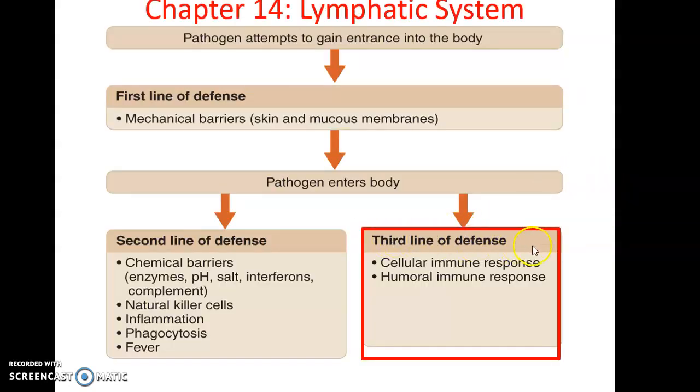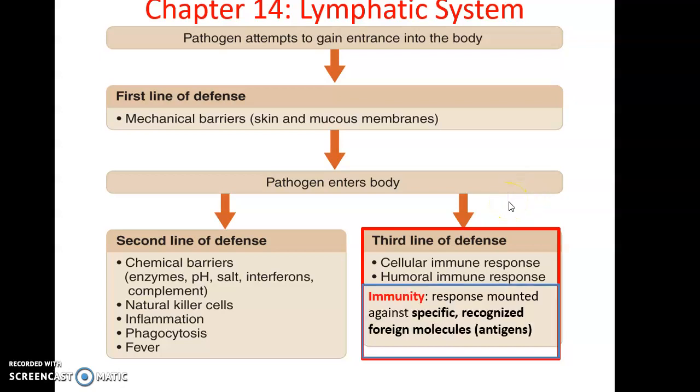So moving on to the third line of defense. This is our specific immune response. This can be cellular immune response or humoral immune response, meaning that you're getting a response mounted against a specific recognized foreign molecule, or antigens. So something on the surface of the pathogen is what we are responding to. Remember, our immune cells do not have eyes. They have to go around touching things to recognize them.